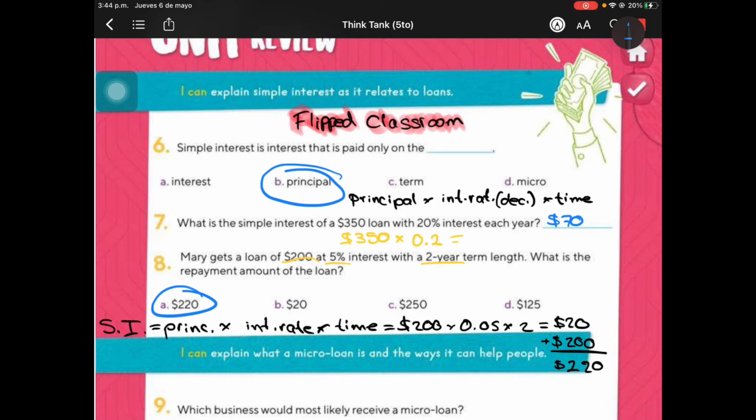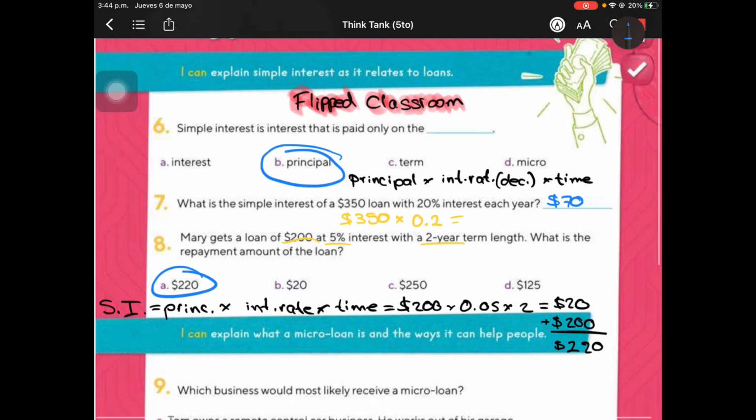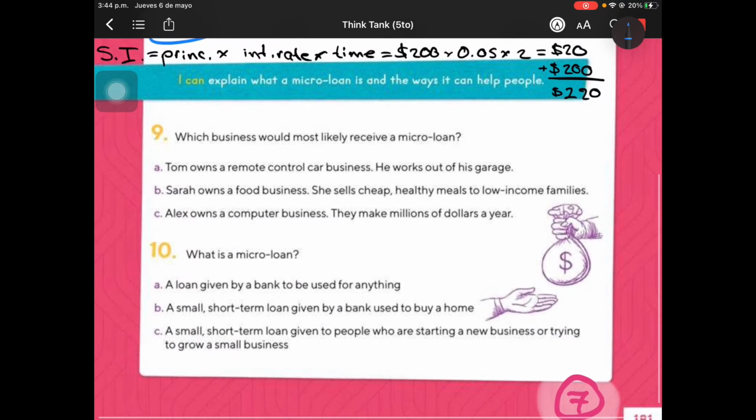So guys, this is what we have so far. On the 6th exercise, the correct answer is the principal. That is where the interest is going to be charged. On the 7th exercise, the right answer is $70. And on the 8th exercise, the repayment amount, which is the total sum that you are going to be paying back, that includes both the original amount that you borrowed plus the interest, is going to be $220. Now let's check on what happens on the last two questions.